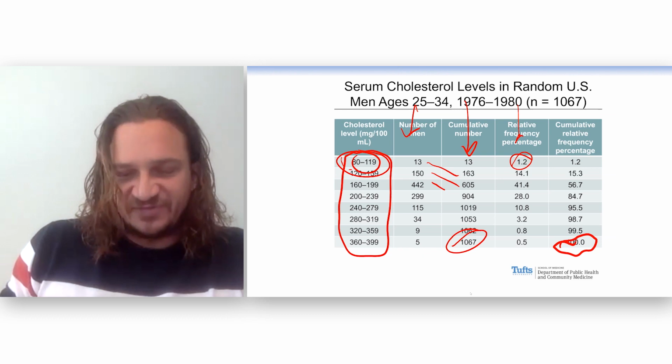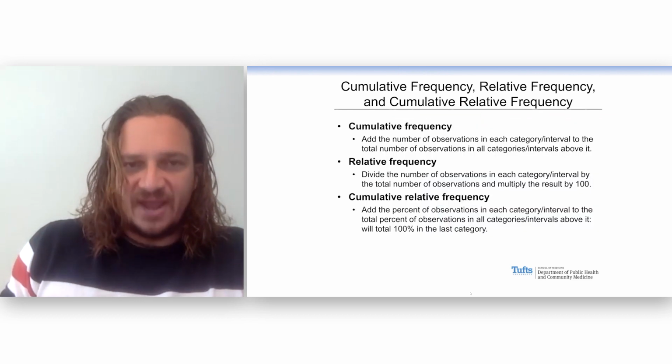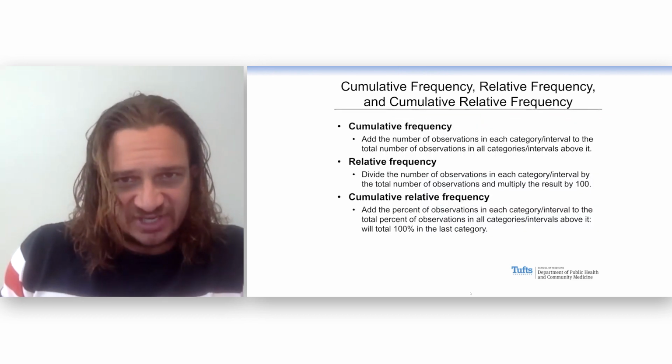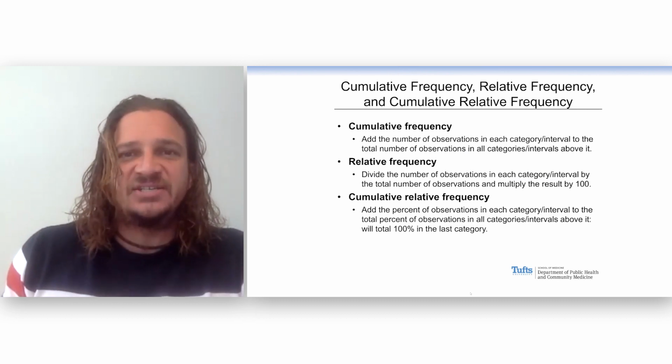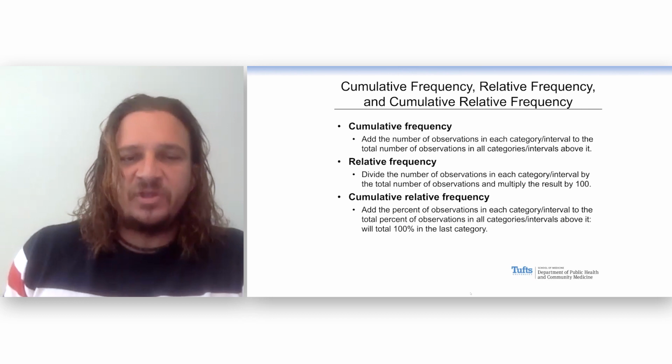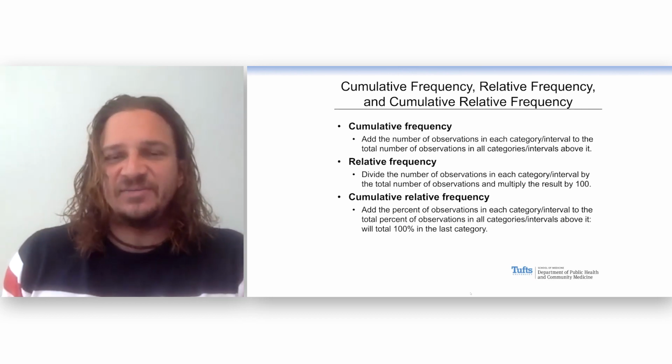So those are some examples of tabulating your data. And here are the definitions of what we just did: the cumulative frequency, the relative frequency, which is what percent is in each row, and then the cumulative relative frequency, which adds up to 100.